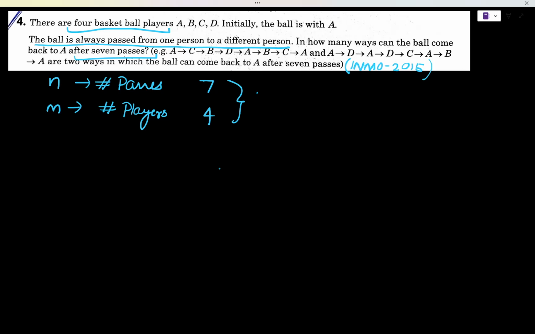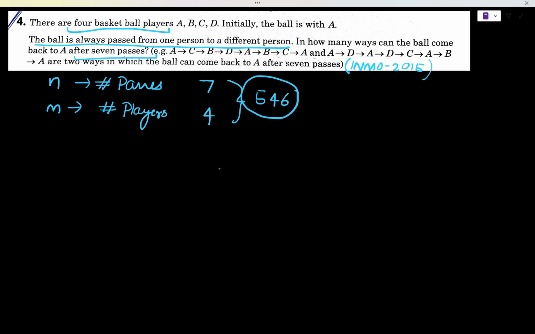Now, here in the original problem, there are 4 basketball players and there are 7 passes. And of course, the ball is passed from one person to a different person. If I represent the total number of passes as n and m is the number of players, then originally the number of passes was 7, the number of players was 4, and we solved it and the answer had come out to be 546. Please remember that this answer we had got in the first part of the video.